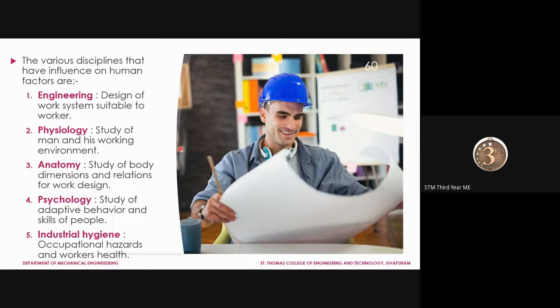So providing a working environment that is satisfactory for the man or woman is necessary, and that comes under the human factors of physiology. Okay, that is physiology. First one is engineering, second one is physiology. Third one is anatomy. So what is anatomy? Study of body dimensions and relations for work designs. So that is also another part.